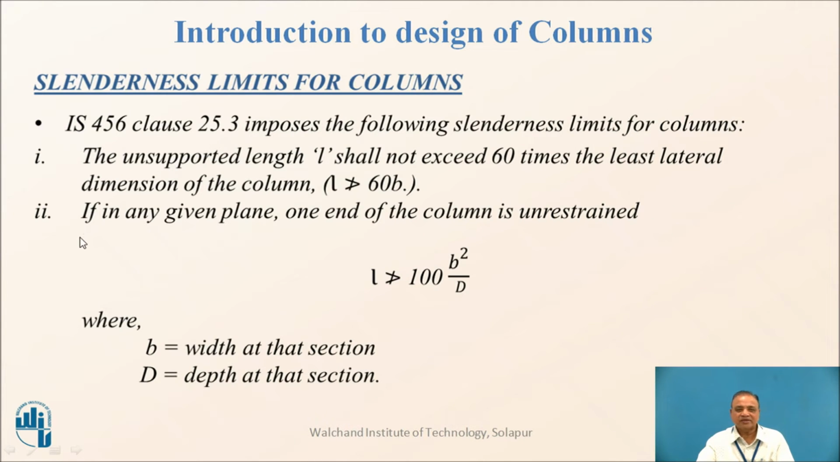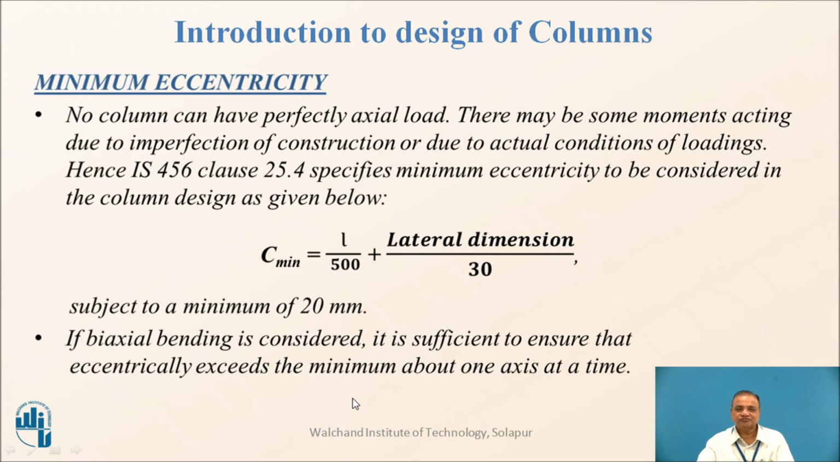Then slenderness limits. The unsupported length L shall not exceed 60 times the least lateral dimension of the column. And if one end of the column is unrestrained, in that particular case L should not be greater than 100 b square upon d, where b is the width of the column and d is the depth at that particular section.